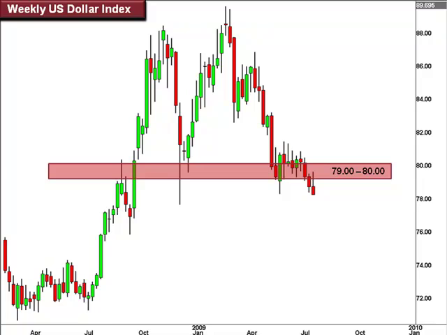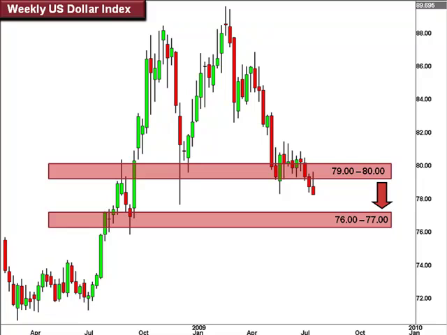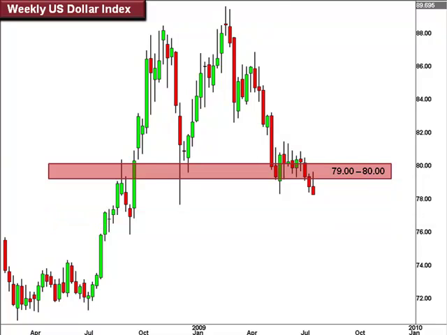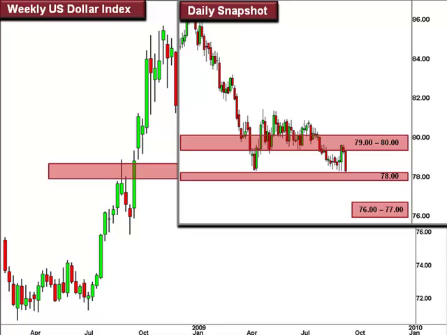While a retest of this 79.80 focal zone may be in the cards for next week, at this point it does appear that the dollar is heading towards our 76.77 target. To lend further credibility to a continuation of this downtrend, we would like to see a close below 78, as highlighted here on our daily price chart.